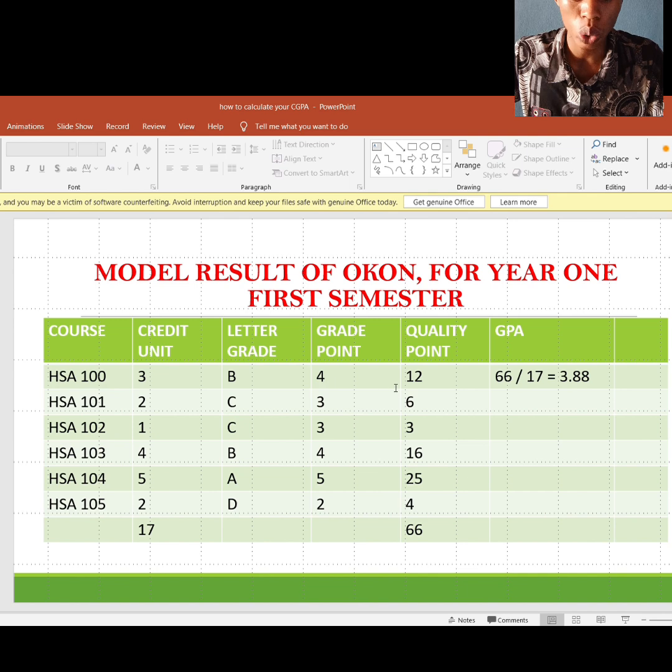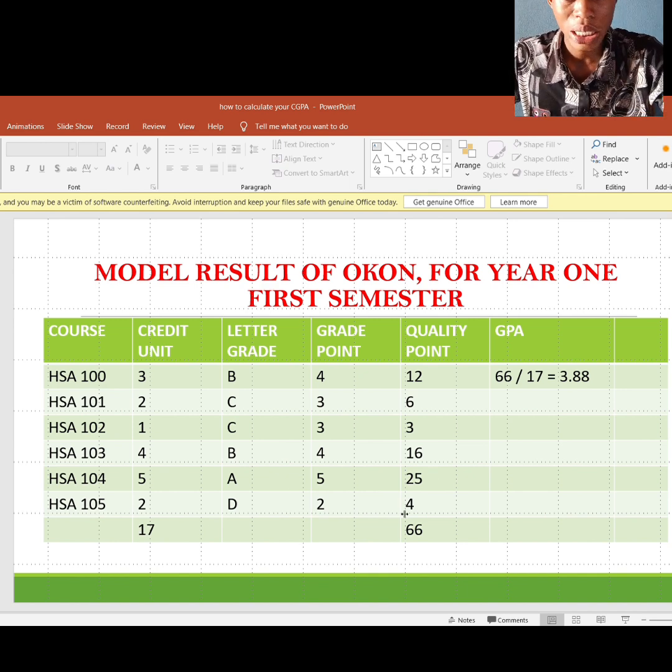3 times 4 will give you 12. The next one, 2 times 3 will give you 6. The next one, 1 times 3 will give you 3. Next one, 4 times 4 will give you 16. 5 times 5, 25. 2 times 2, 4.